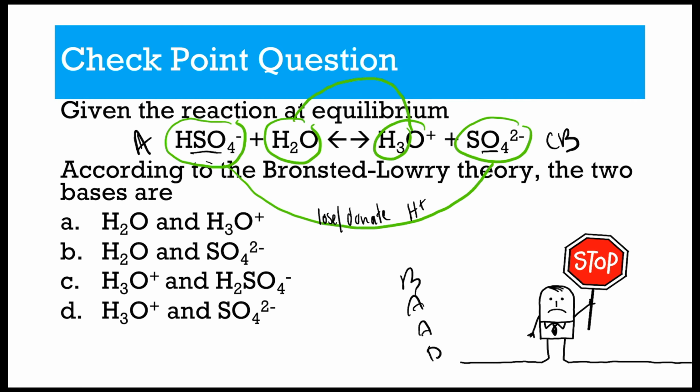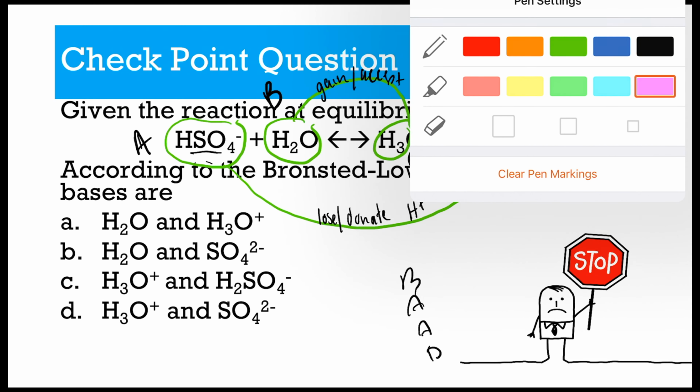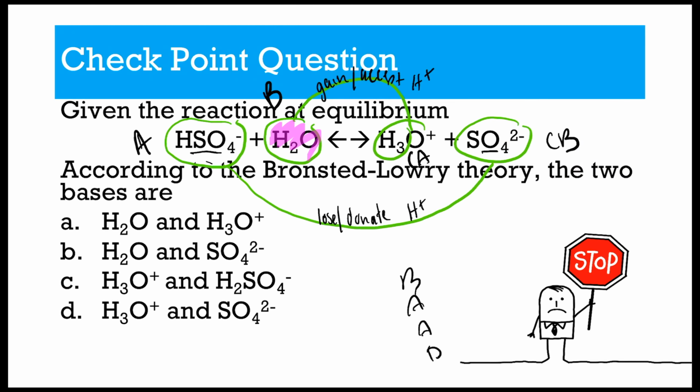And then in the water example, you have to gain or accept an H+. And if you're accepting an H+, that makes you a base, and this your conjugate acid. So when the question asks for your two bases, well, water is acting as a base, and then SO4 2- is acting like a base, and that is choice B.